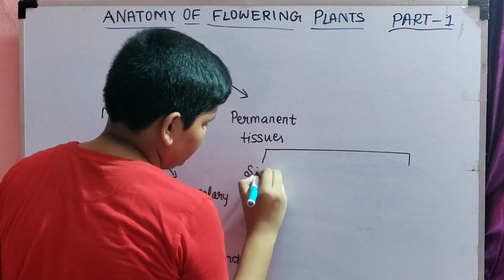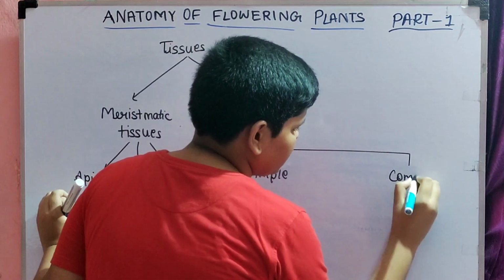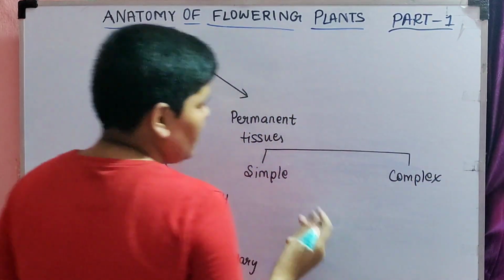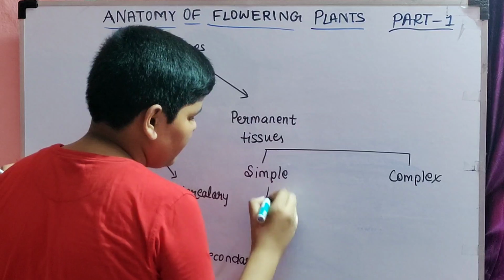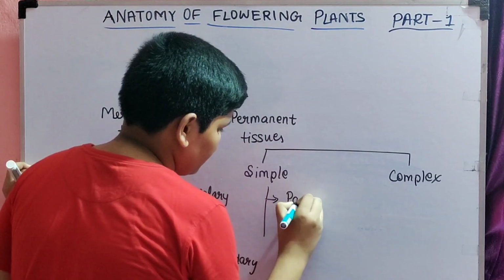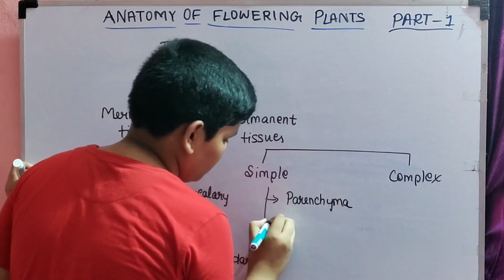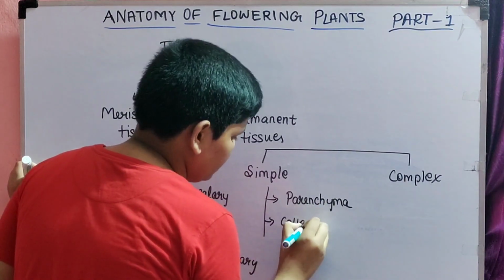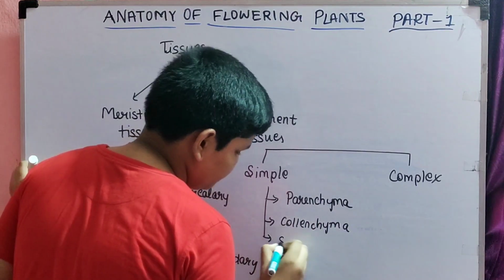Then in permanent tissues, we have two types of permanent tissues. One is simple permanent tissue, and then we have complex. Now what are simple and complex? We will be discussing that. And in simple, we have three types: parenchyma, collenchyma, and sclerenchyma.